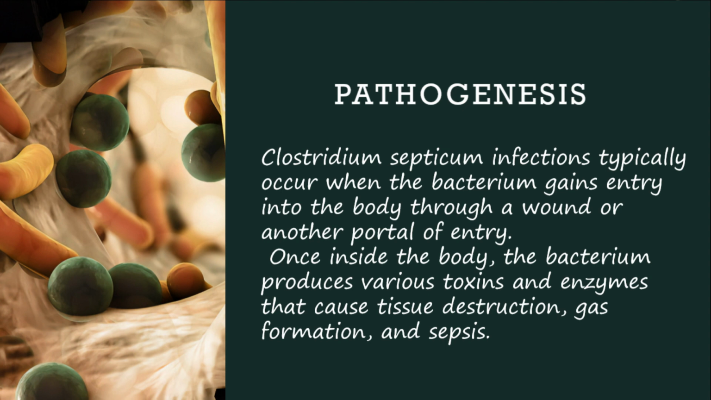Clostridium septicum infections usually occur when the bacterium enters the body through a wound or another portal of entry. Once inside, it can produce toxins and enzymes that contribute to the development of infection. These virulence factors can cause tissue destruction, leading to the characteristic gas formation seen in conditions like gas gangrene. In severe cases, the infection can progress to sepsis, a life-threatening condition characterized by a systemic inflammatory response. The ability of Clostridium septicum to produce these toxins and enzymes is what makes it such a dangerous pathogen. Prompt diagnosis and appropriate treatment are essential to prevent the progression of the infection and its potentially severe consequences.